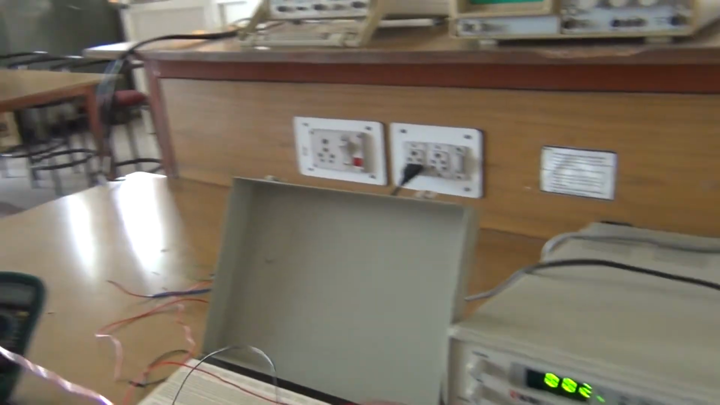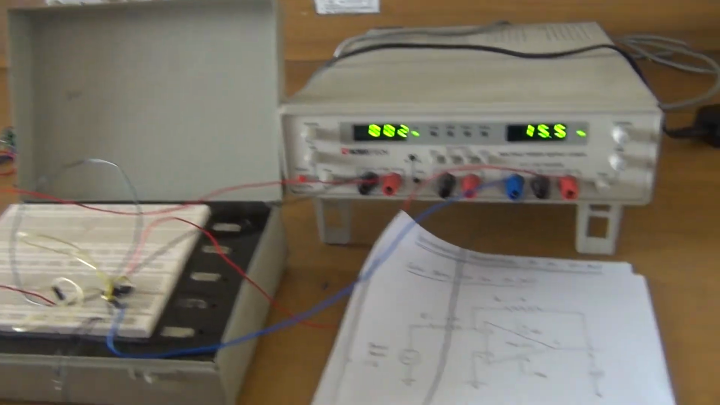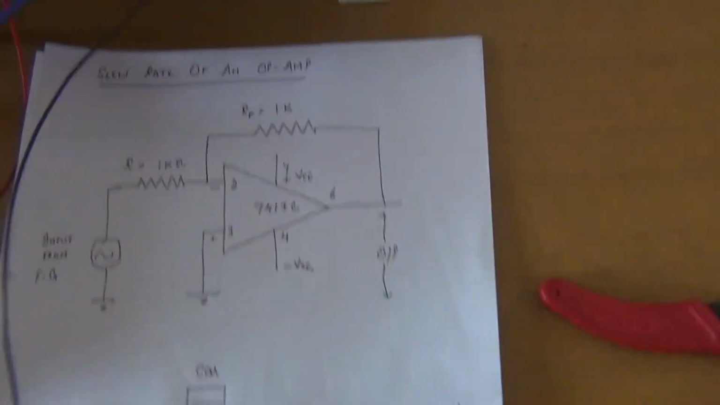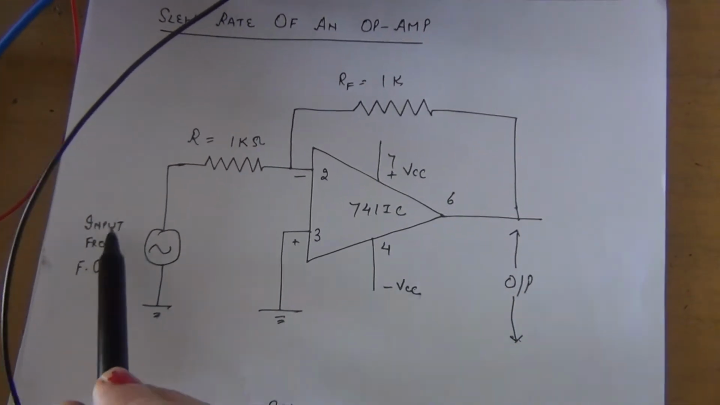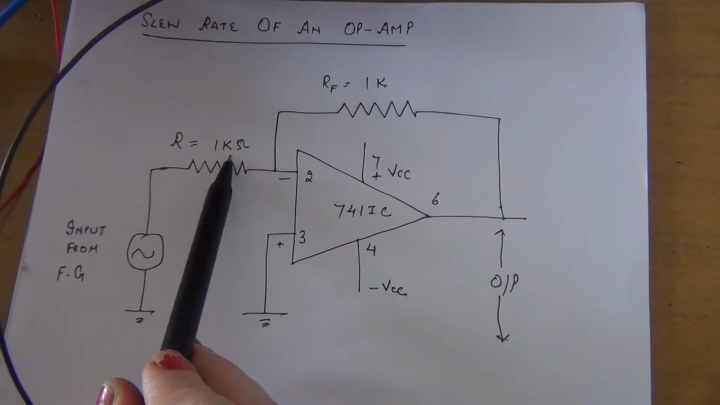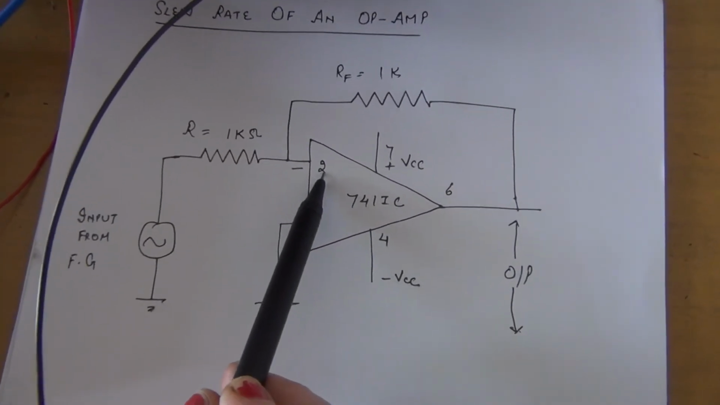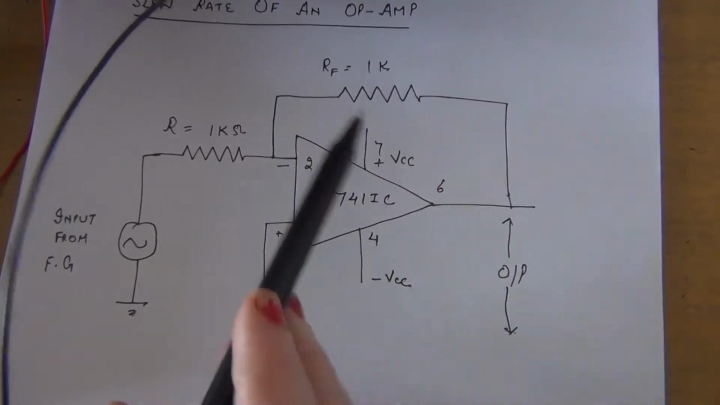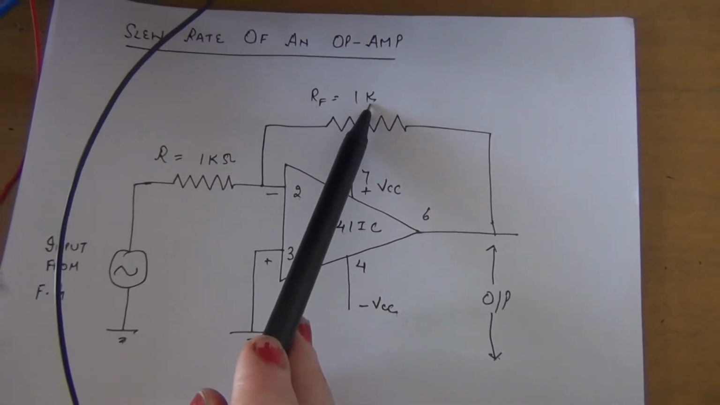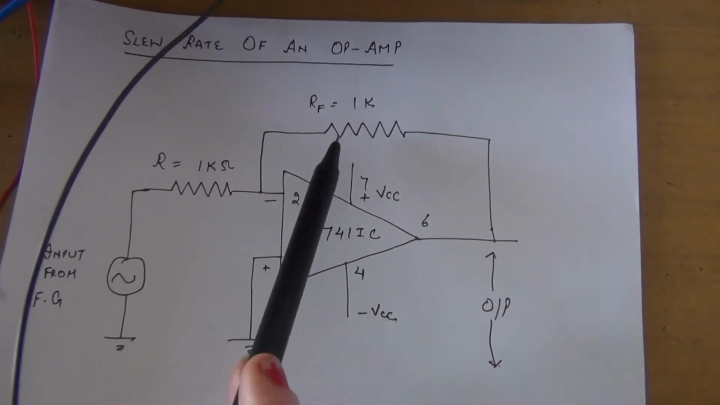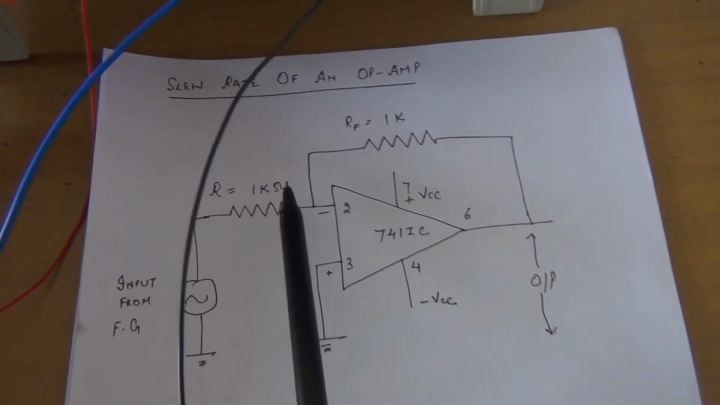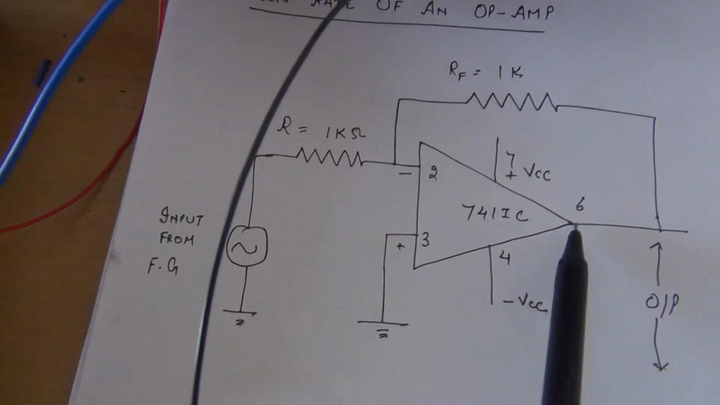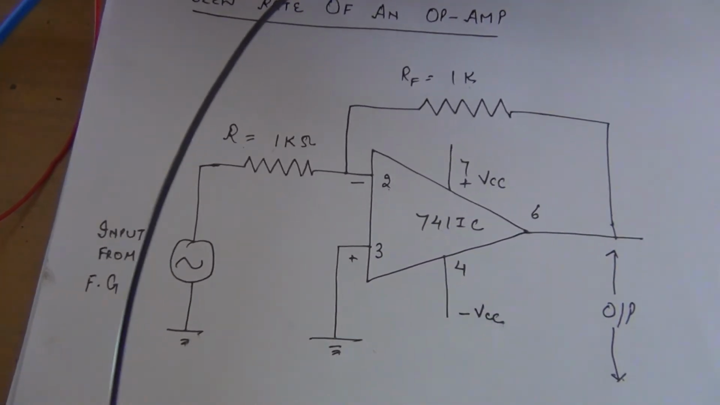Now let us understand it first theoretically. This is the circuit of the slew rate. I have given the input from the function generator through a 1 kilo ohm resistance to the second pin. The third pin is grounded. Feedback resistance is 1 kilo ohm because slew rate is calculated for unity gain. So I have taken RF and R both 1 kilo ohm, and at the sixth pin we get the output.